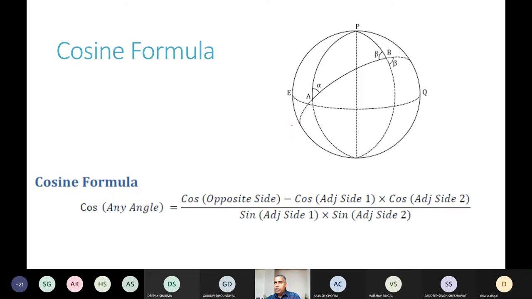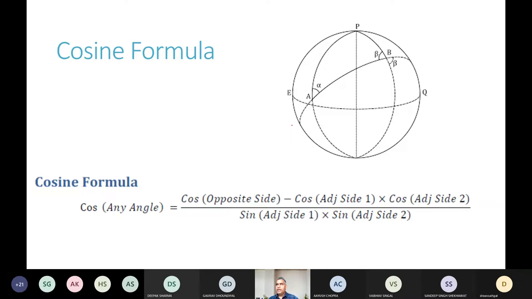The difference between a normal triangle or a plane triangle and a spherical triangle is that in plane triangle, the sides are measured in the units of length. Whereas in a spherical triangle, the sides are also measured in units of angle. The angles are obviously measured in angular units, that is degree, minute, and second. The sides of a spherical triangle are also measured in angular units. So that is the difference between a plane triangle and a spherical triangle.